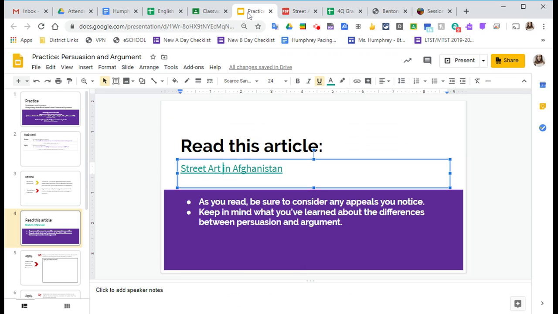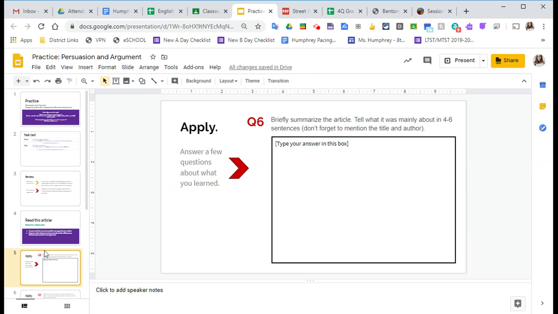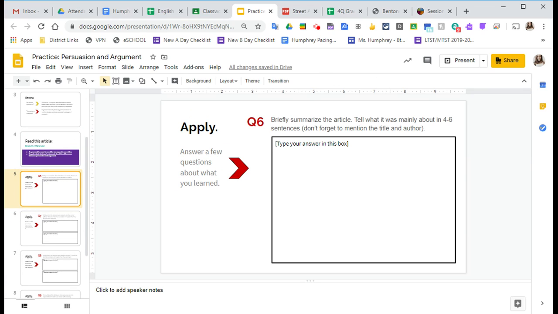and vice versa. When you get to slide 5, it's going to ask you to summarize the article. So we haven't practiced summary too much in the last handful of weeks, so we're falling back on that again. So summarize what the article was about. So tell me in 4 to 6 sentences, the title of the article, who's the author, what's the main idea of the article, and then what are some of the highlight points that they mention.